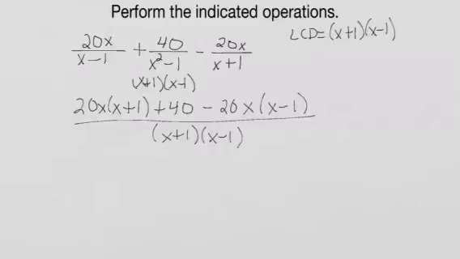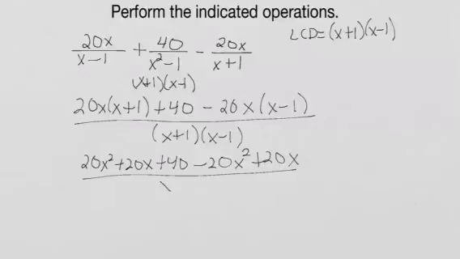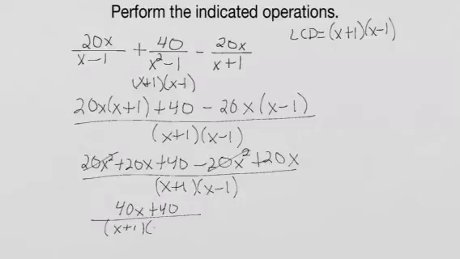Alright, now I'm going to distribute everything through, clean it up. So that's 20x squared plus 20x plus 40 minus 20x squared plus 20x. Again, negative 20x times x is negative 20x squared. Negative 20x times negative 1 is plus 20x. All over that common denominator of x plus 1, x minus 1. Now the 20x squareds, they cancel. And 20x and 20x is 40x plus 40 over x plus 1 times x minus 1.